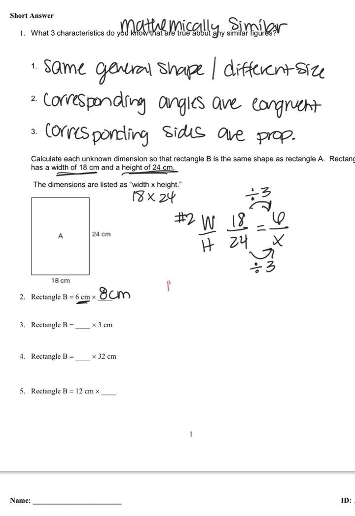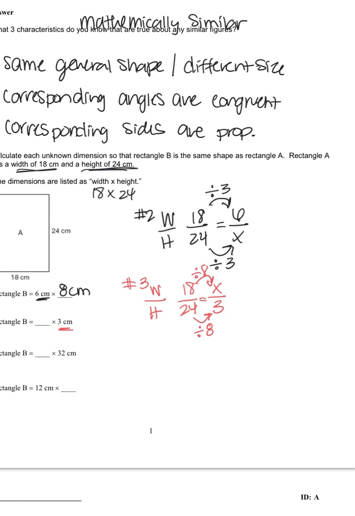I'm going to start with the same exact type of ratio with width over height for question number 3, to have 18 over 24. This time I have my second number. So when I'm setting up my proportion, 3 is going to go on bottom and X is going to go on top. 24 goes down to 3 by 8. So 24 divided by 8 is 3. And what I do on the bottom, I'm going to do the exact same thing on top. So I'm going to do 18 divided by 8.